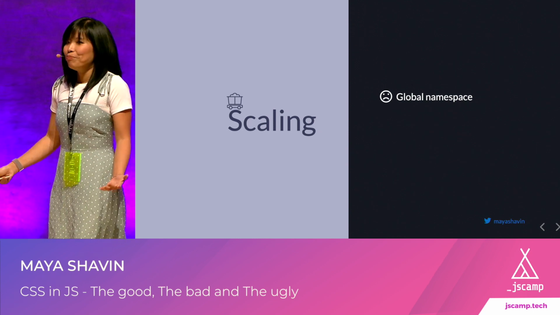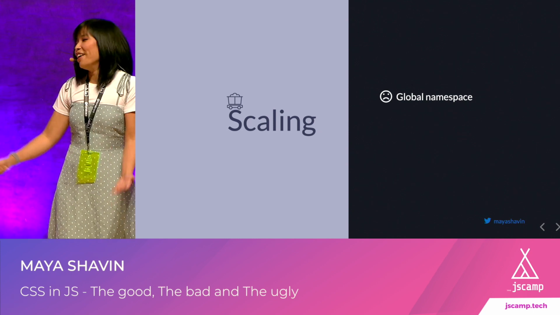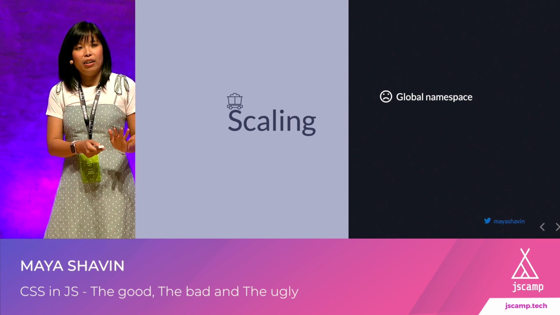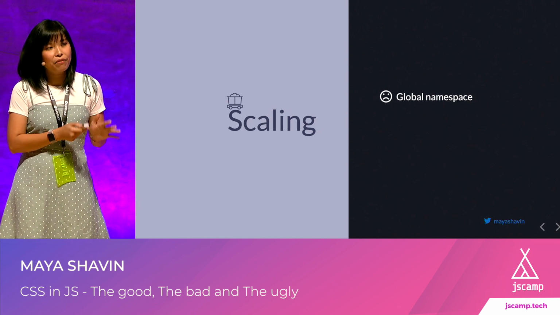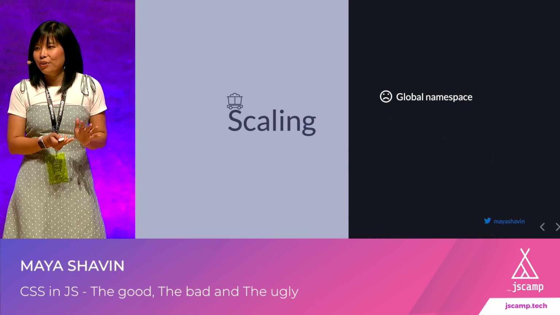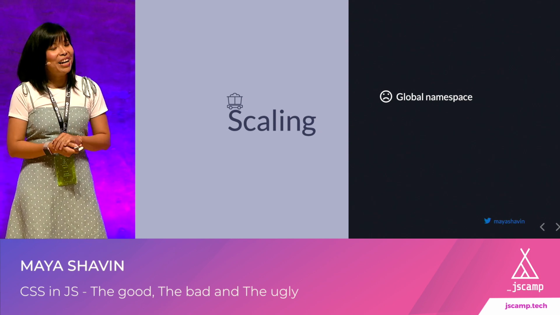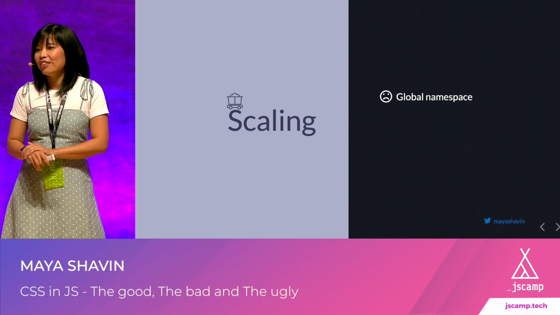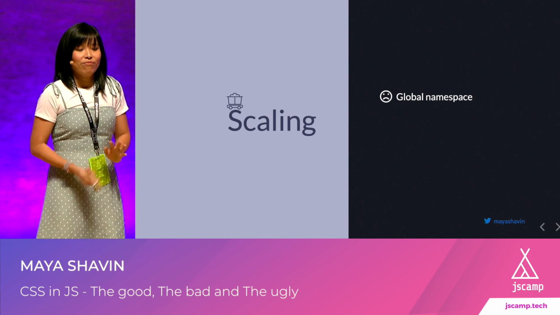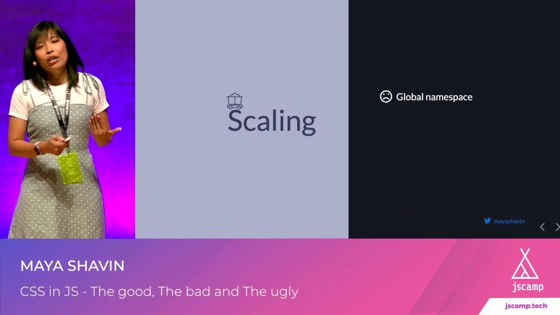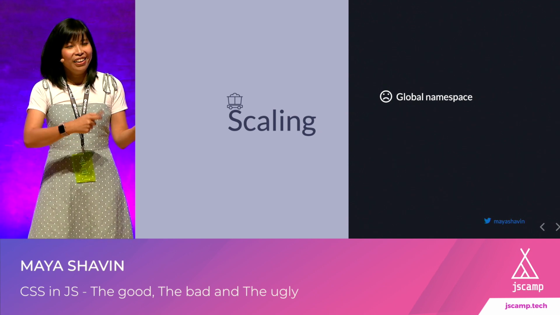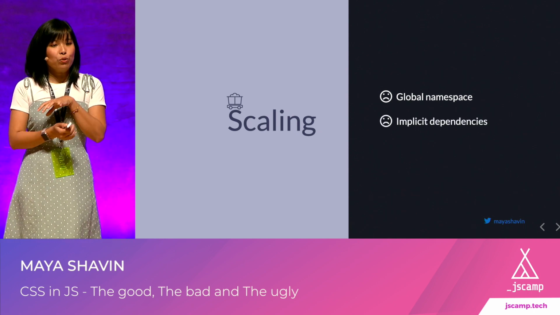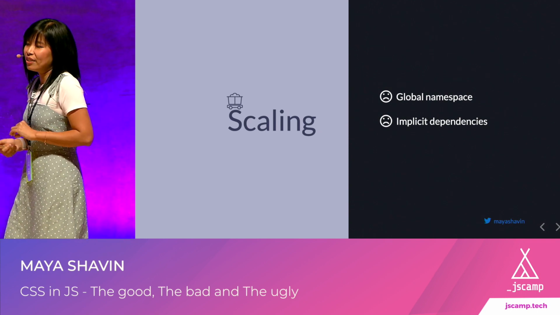global namespace. Been there, done that. Every single class name, every single selector declared in a CSS file is global. And we all know how bad global is in JavaScript. But CSS still uses it. So it's really hard to track down which one applies to which, because with global, you cannot keep its scope to the component.